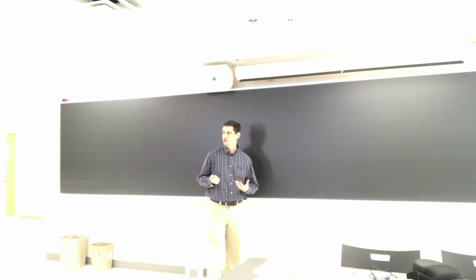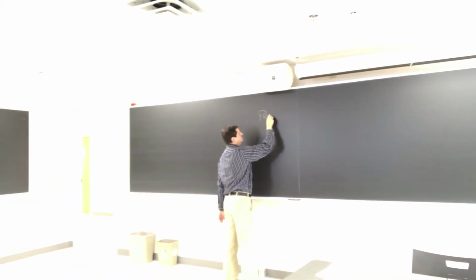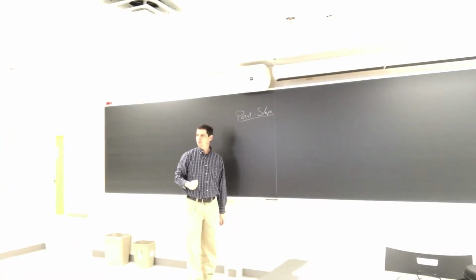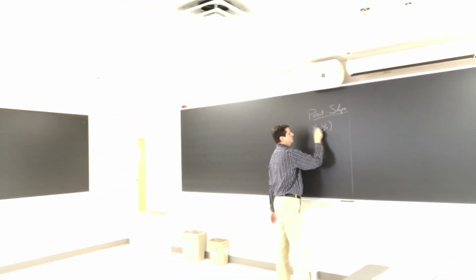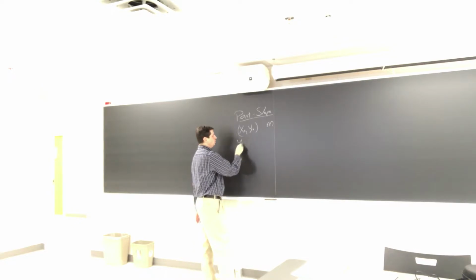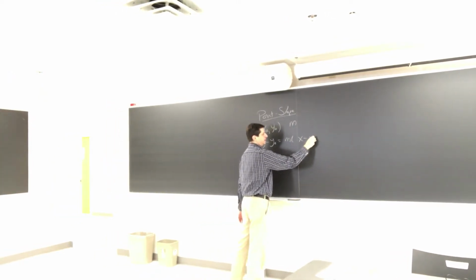What are the different types of equations of lines? Point slope. So one is point slope. What's really nice about these names is they tell you the inputs you need. You need a point, say x naught, y naught, and a slope, m. And then the equation of the line is y minus y naught equals m times x minus x naught.